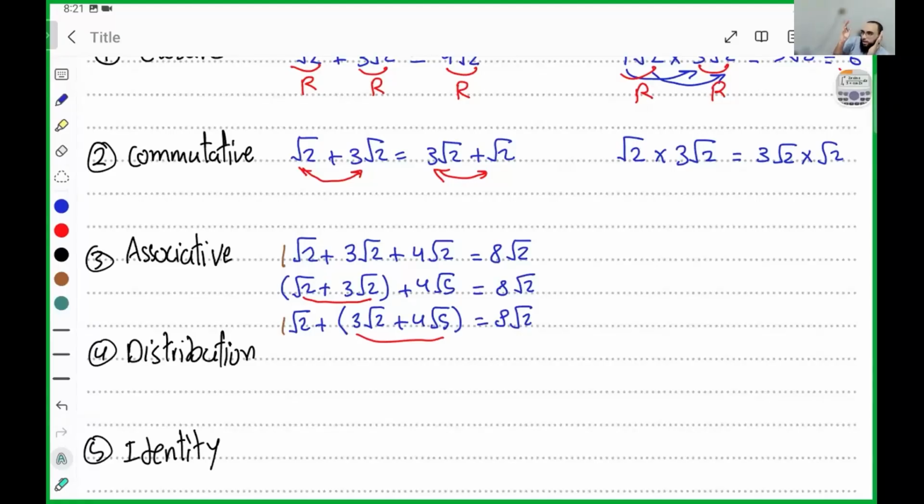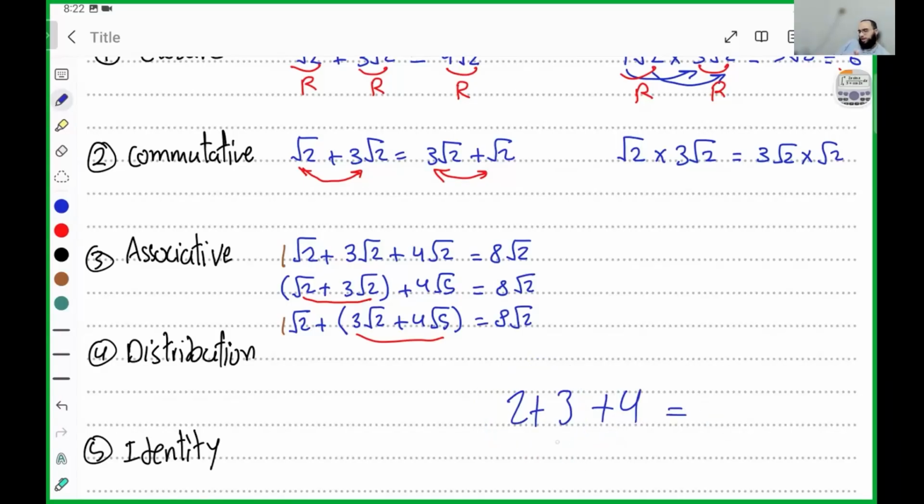If you associate any two numbers, get the answer alone, and after that add the third one, it gives you the same answer. First and third and then add the second, first and second and then add the third, second and third and then add the first, it doesn't matter. Something like that: if you have 2 plus 3 plus 4, if you add these two numbers together firstly and then add the 4, it's 5 plus 4, which is 9.